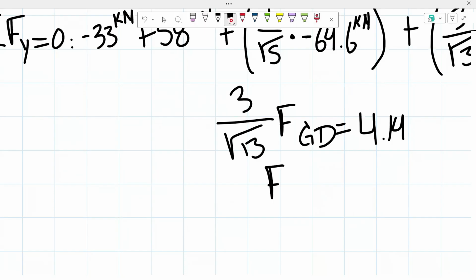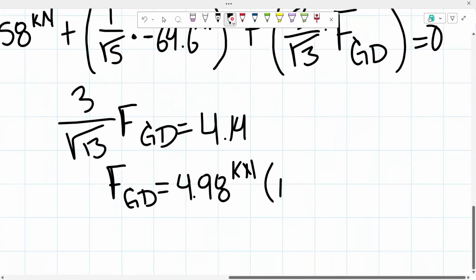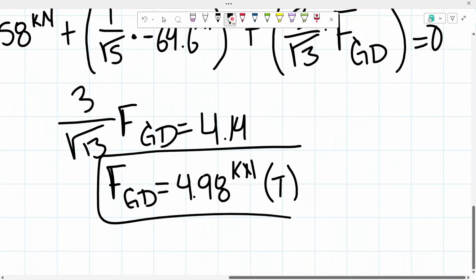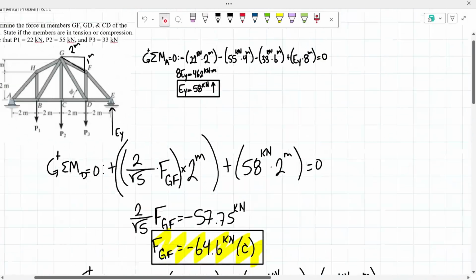And then from there, we would solve for the force of the member GD. We would end up getting a value of 4.98 kilonewtons. And since we got a positive number, that means that we assumed correctly and that this member will be in tension. And with that, we are done with our fundamental problem 6.11.